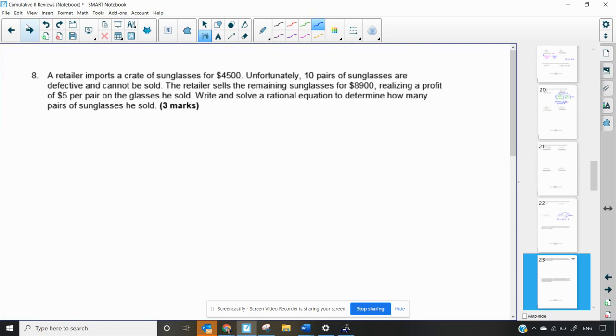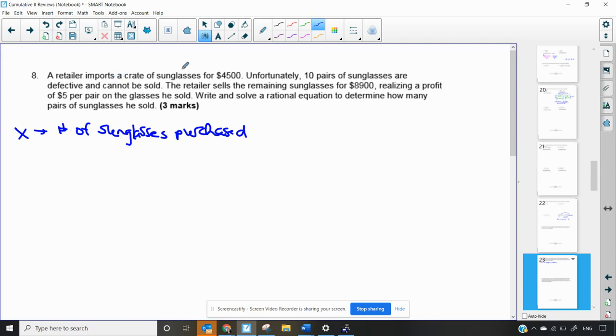All right, so we got into some word problems. Here's an example. It says a retailer imports a crate of sunglasses for $4,500. 10 pairs of the sunglasses were defective and can't be sold. The retailer sells the remaining glasses for $8,900, and they get a profit of $5 per pair. Write and solve a rational equation to determine how many pairs of sunglasses he sold. So the question would be number of sunglasses. And in this case, we're going to say sunglasses purchased. So it's important that we know whether we're selling or buying.